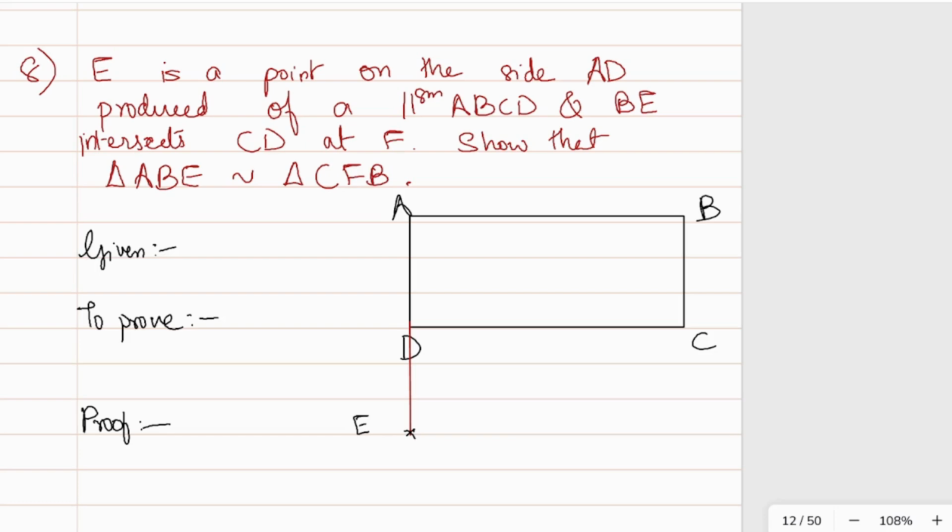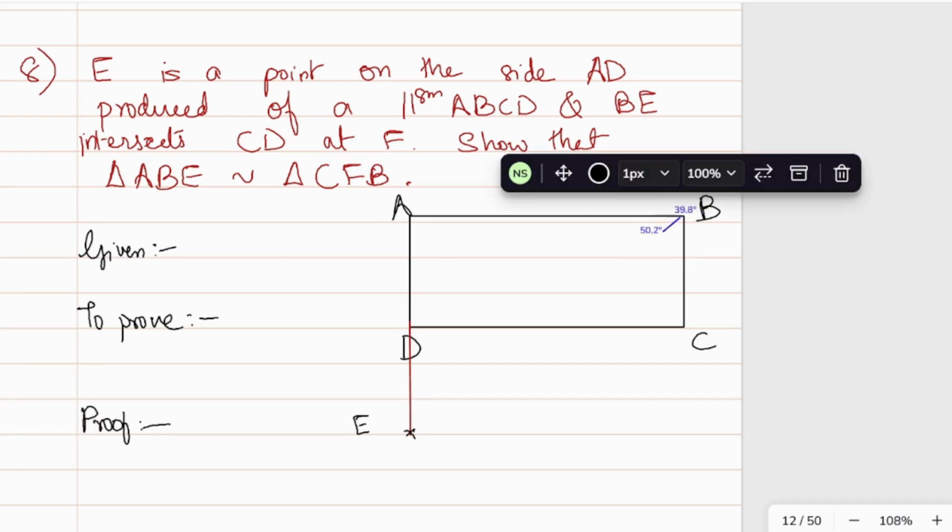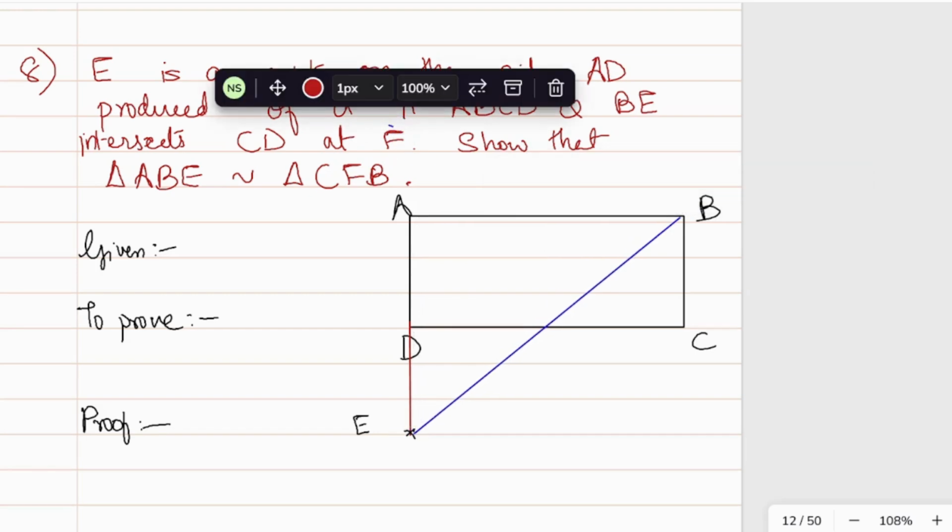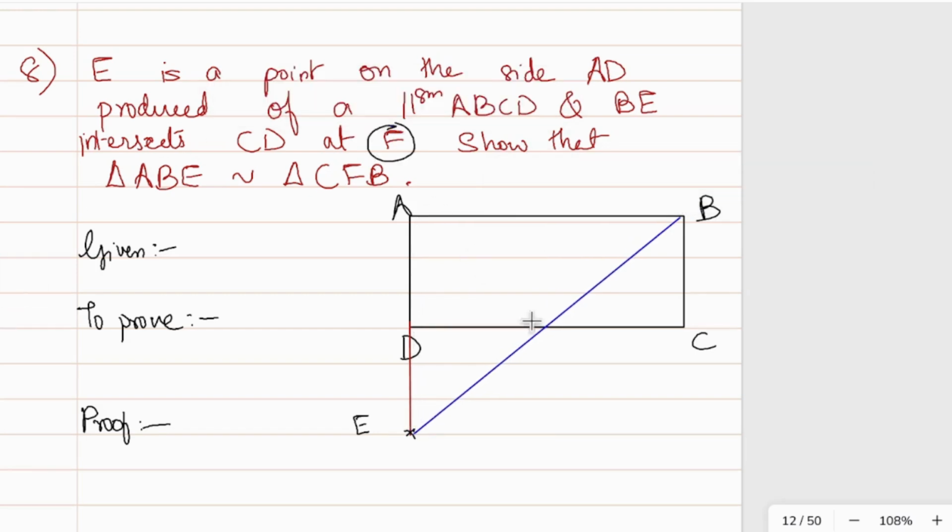Produce on AB, and BE intersects. BE intersects means what? If I connect this E and B, what will happen? They will intersect each other. Let that intersecting line be this one, and they intersect at the point called F. That means this point is F. Show that triangle ABE is similar to triangle CFB.